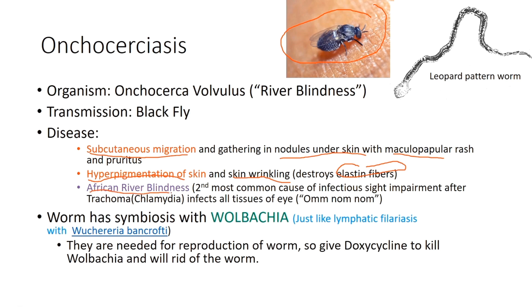Another thing, and this is the most common thing you see with this, is African river blindness. It makes its way up to the eye, and it actually eats all the eye tissue, the retina, and everything. This is the second most common cause of infectious sight impairment, following chlamydia trachomatis.